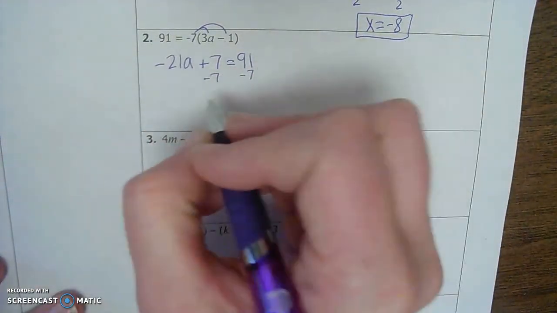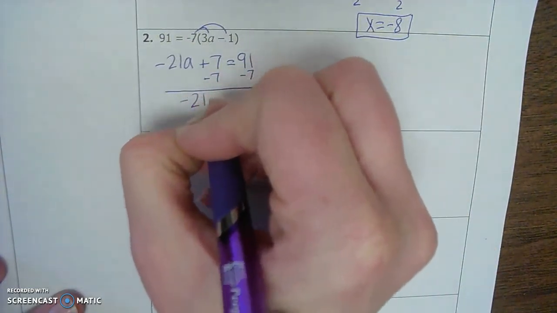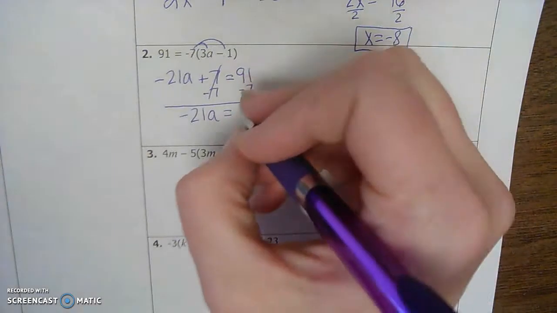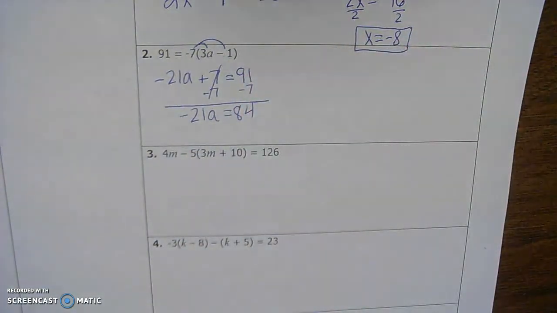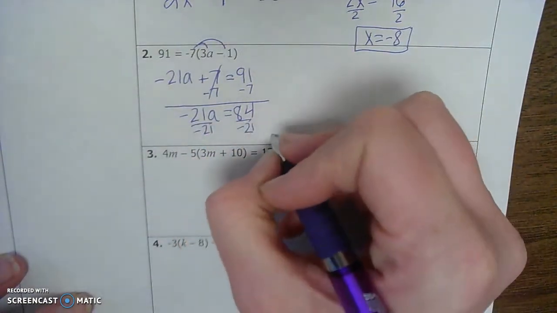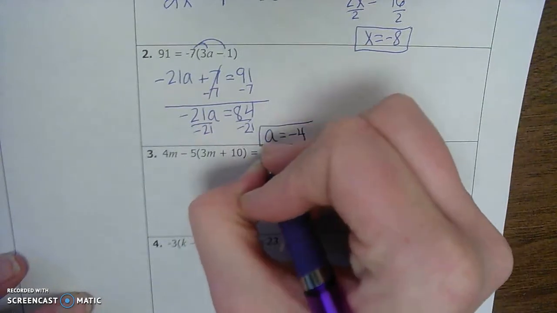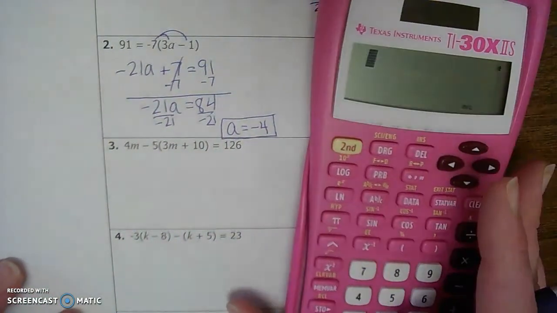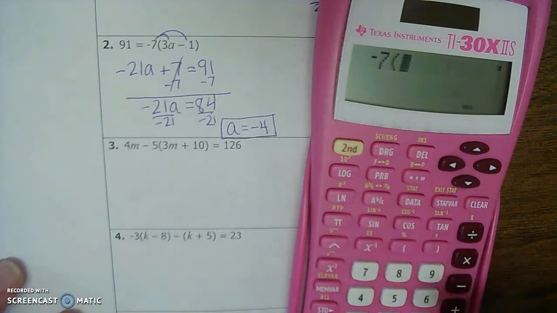Now I can subtract 7. That makes the 7's go away. Negative 21a equals 84. Then I divide by negative 21, and I get a equals negative 4. So again, you want to plug that back into the very original. Negative 7 parenthesis 3 times negative 4 minus 1 parenthesis, and we do get our 91.